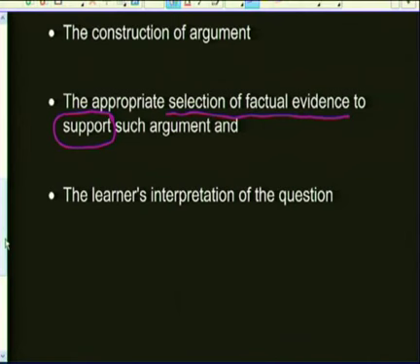And then another very important thing is how you interpret the question. Do you understand the question? So you are not just writing about the TRC, but you are focusing on that statement. If I can go back to it.